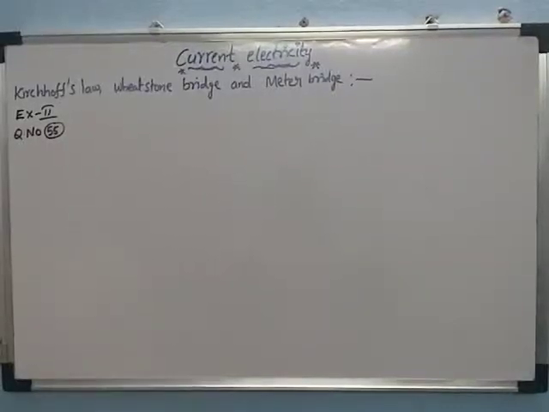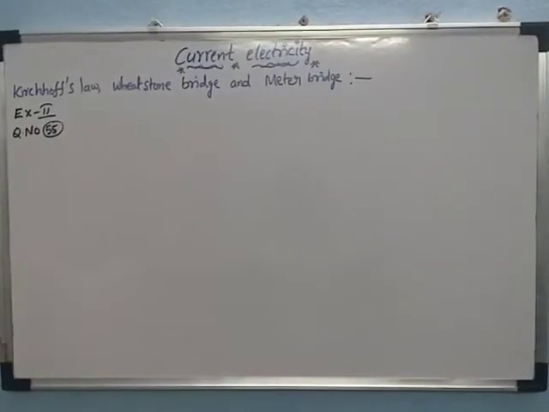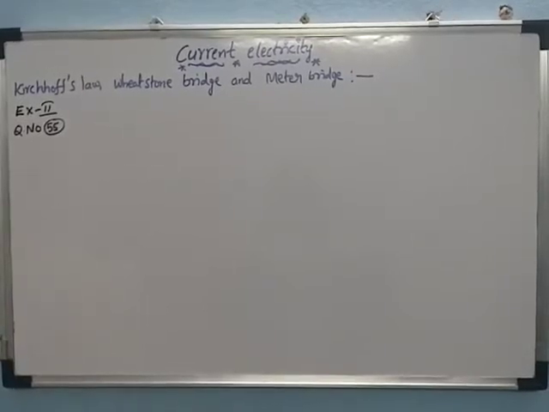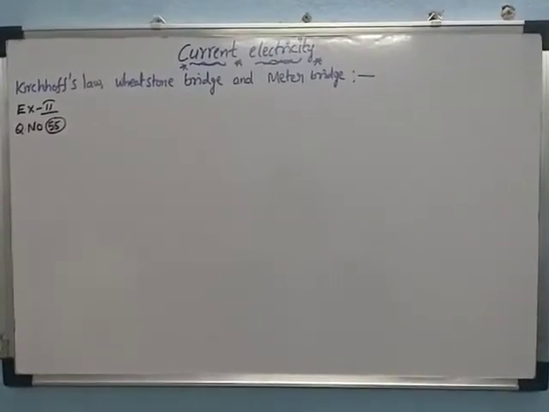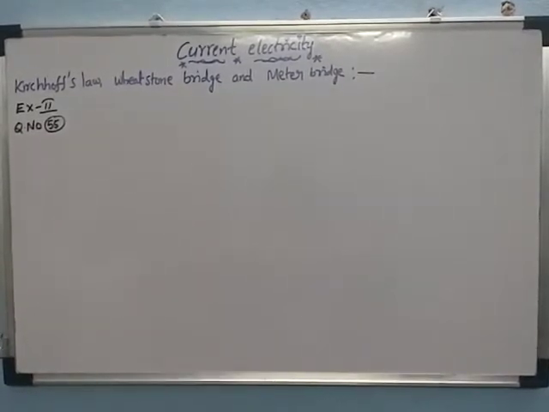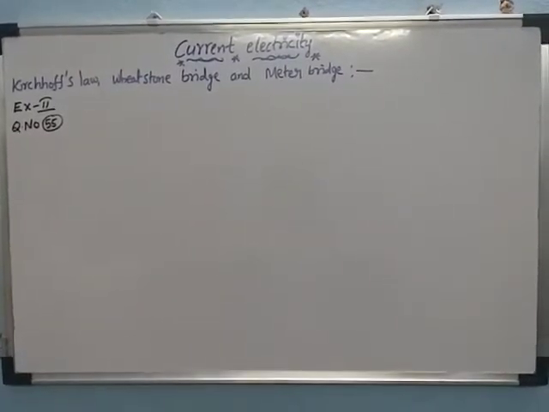Today we're discussing problems on Kirchhoff's law, Wheatstone bridge and meter bridge. This is exercise 2, question number 55: the value of current I in the figure shown will be.